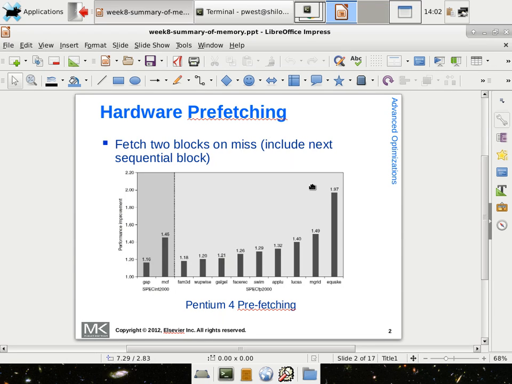Are we going to talk about software prefetching? So maybe. Yeah, that might have been useful for your homework.